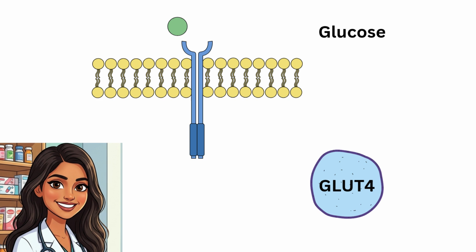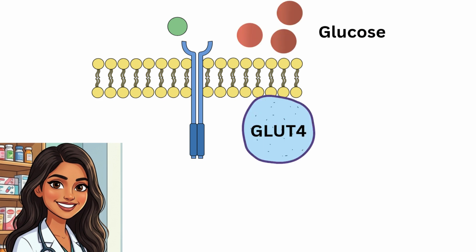Then the muscle and fat cells pull glucose out of the blood. One of insulin's most important actions is moving glucose transporters like GLUT4 to the cell surface. Without insulin, many GLUT4 transporters stay hidden inside the cell. With insulin, GLUT4 transporters move to the membrane. Glucose can enter the cell rapidly. Blood glucose levels begin falling.